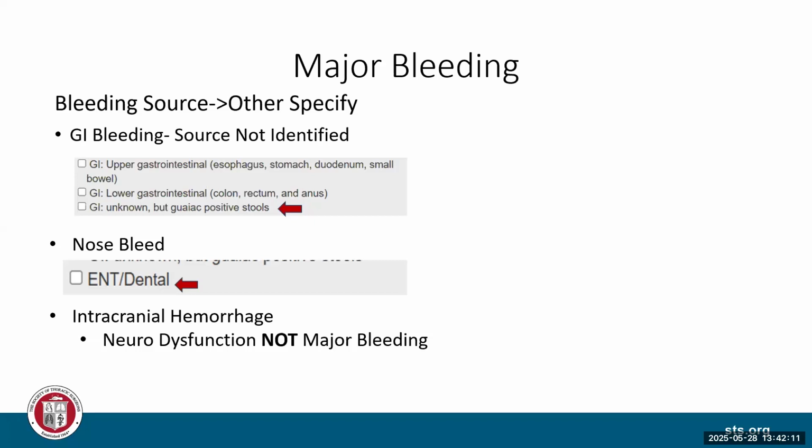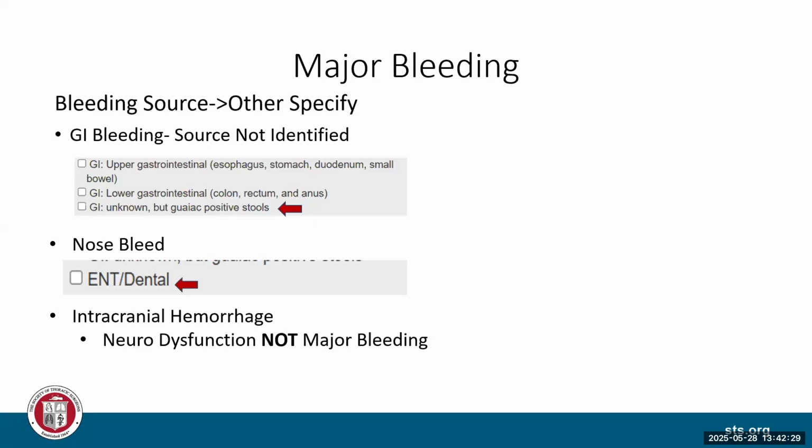so you don't have to put that in the other specified text box. And then we also noticed lots of nosebleeds are being typed in there. And I just wanted to point out that we do have the ENT dental selection. So nosebleeds would fall under ENT.